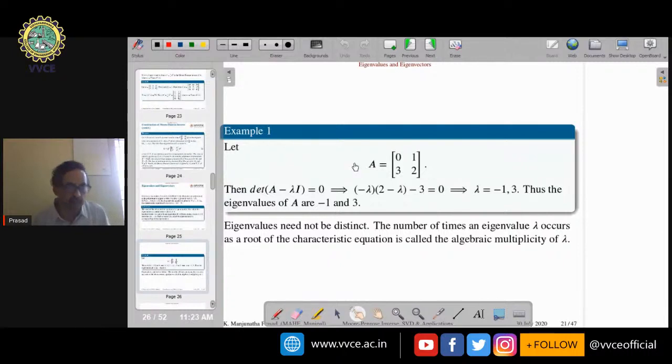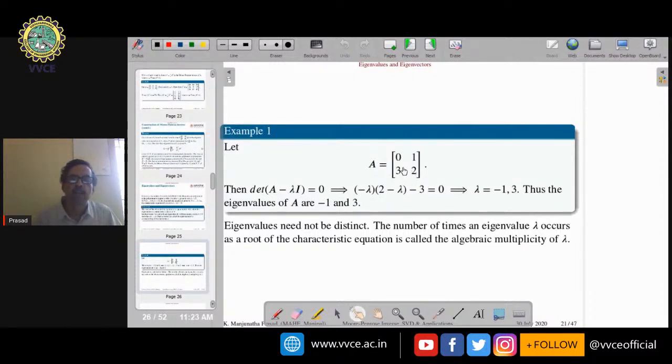Again, to break the monotony, you can take a rough sheet and check. For this A equal to [0, 1; 3, 2], a square matrix of size 2 by 2, you take A minus lambda I. So that happens to be [minus lambda, 1; 3, 2 minus lambda]. Take the determinant and equate that one to 0. You get characteristic equation given by minus lambda into 2 minus lambda minus 3 is equal to 0. If you simplify and find the roots, you get lambda equal to minus 1 and 3. There are two eigenvalues for this particular matrix.